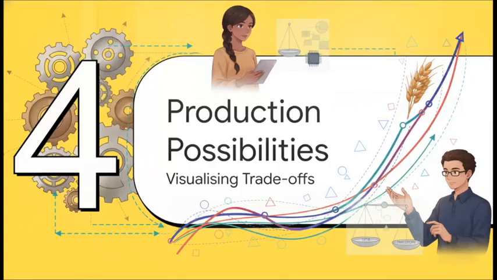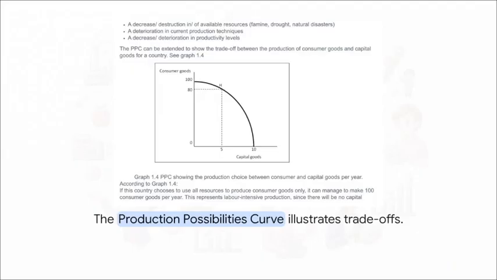Section 4, Production Possibilities, Visualizing Trade-offs. This right here is arguably the most important mathematical model we use to analyze these concepts in action. Notice the specific concave shape of this production possibilities curve. It is distinctly bowed out from the origin. Why? Because this visually represents the law of increasing opportunity cost. Essentially, as a country decides to shift its resources to produce more and more capital goods, it has to sacrifice increasingly larger amounts of consumer goods to do so.